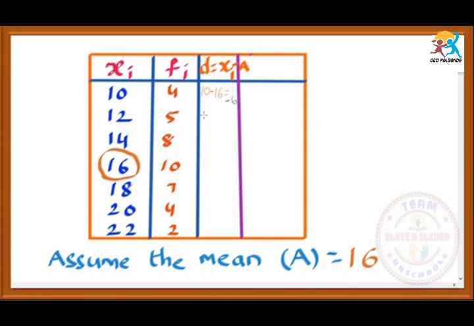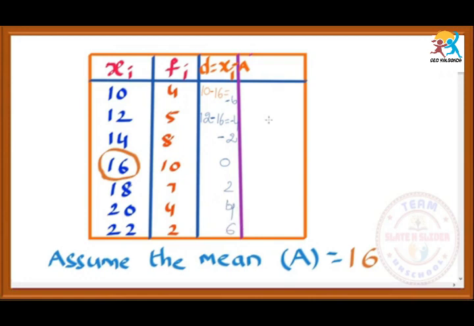And take the next one, that is x2, because at i we substitute 2, then it will become the second value. 12 minus the assumed mean 16, that is equal to minus 4. And do the same. 14 minus 16, it will become minus 2. And 16 minus the assumed mean 16, that is 0. And 18 minus 16, that is 2. And 20 minus 16, that is 4, and 22 minus 16, that is 6.